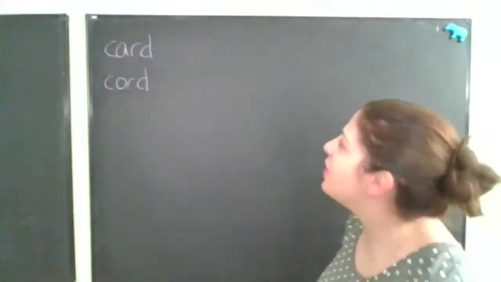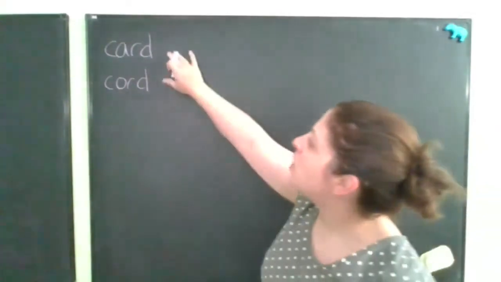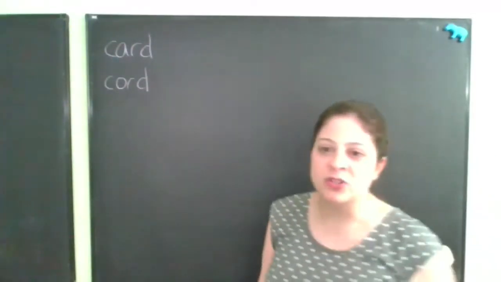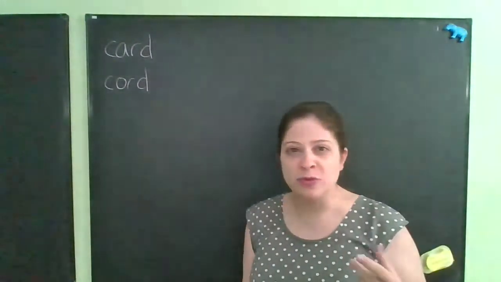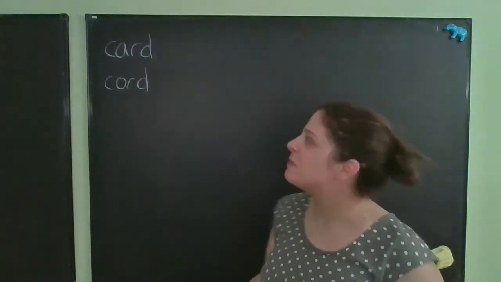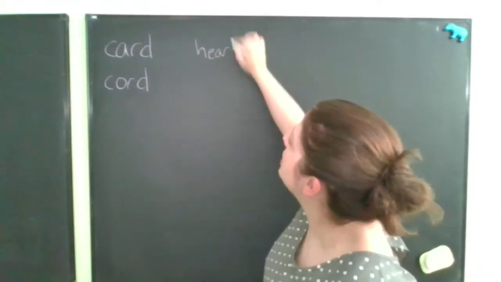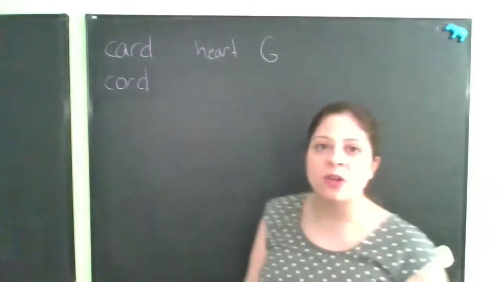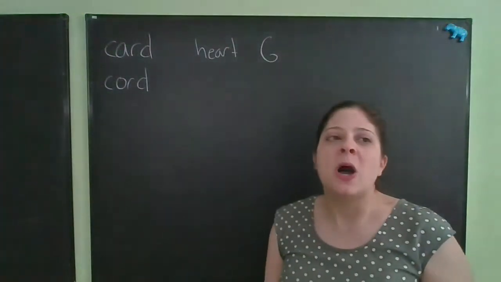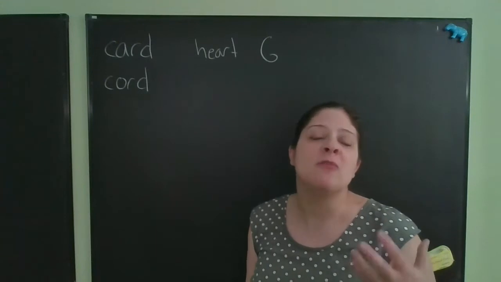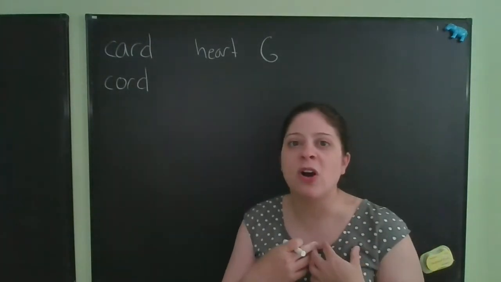Alright, let's start with roots. Card and cord up first. I put them together because they're two different roots, but they mean the same thing. So card is our root for heart from the Greek language. We see card often as cardio in a lot of medical terminology pertaining to the heart.